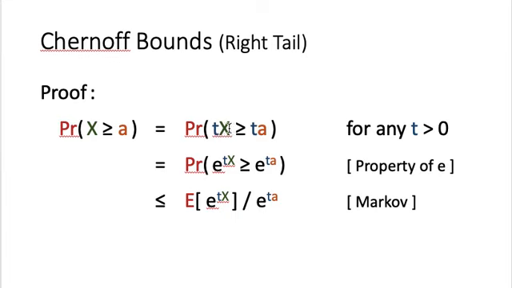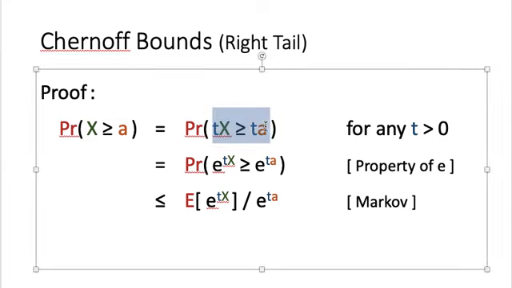So it is always greater than 0, always increasing. So if x is larger than a, then tx is larger than ta, and then e to the power tx will be larger than or equal to e to the power ta. So we will have all of them in the same direction. So this is again equal, so this happens if and only if this happens.